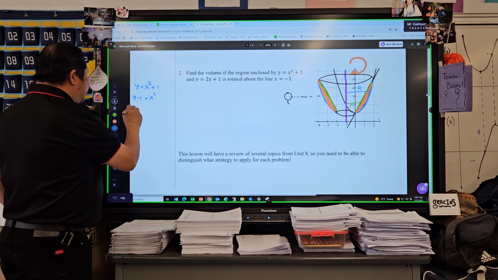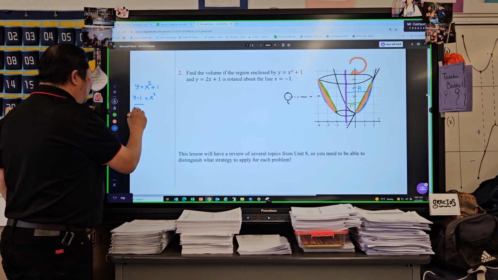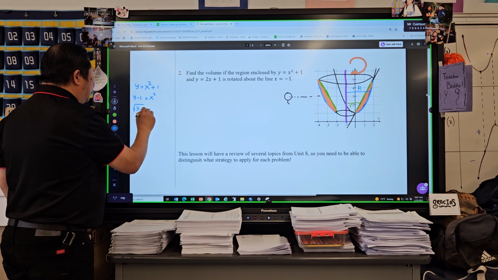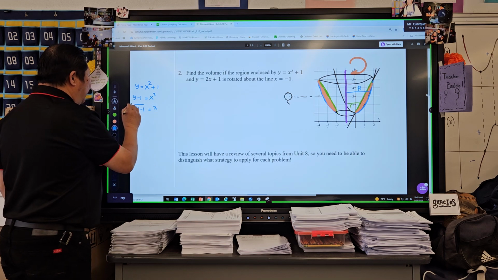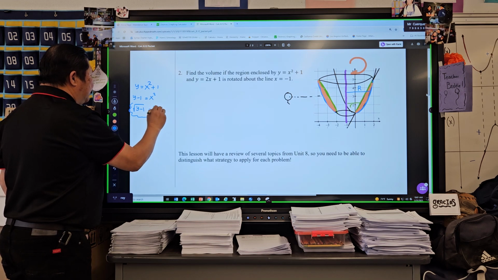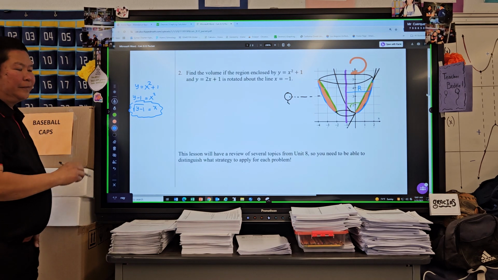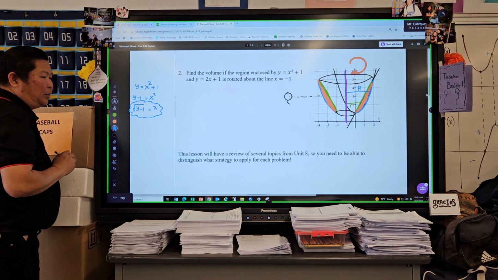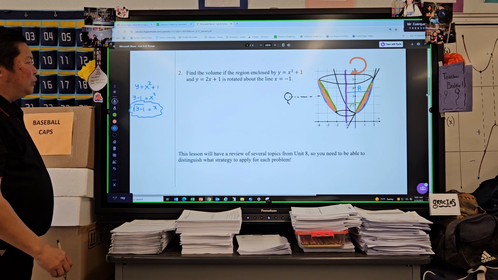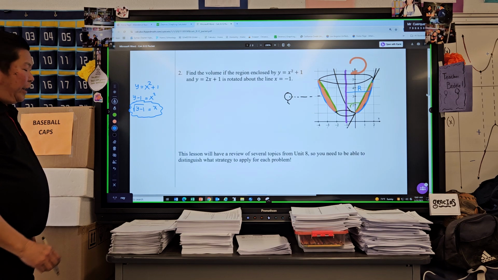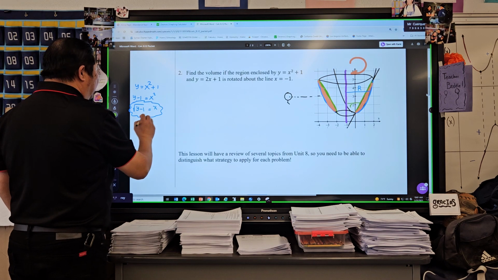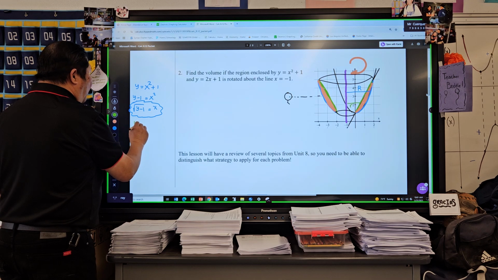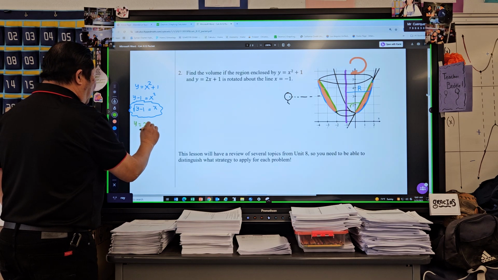Okay, so the blue color now is y minus 1. Square root of y minus 1 is x. So this is the x for the blue. And what's the next one? The line, which is green, right? So the line green would be y equals 2x plus 1.